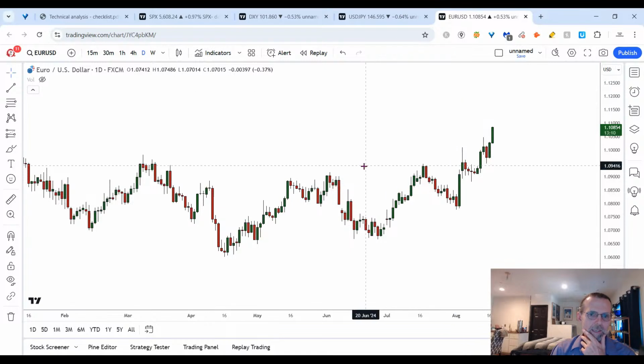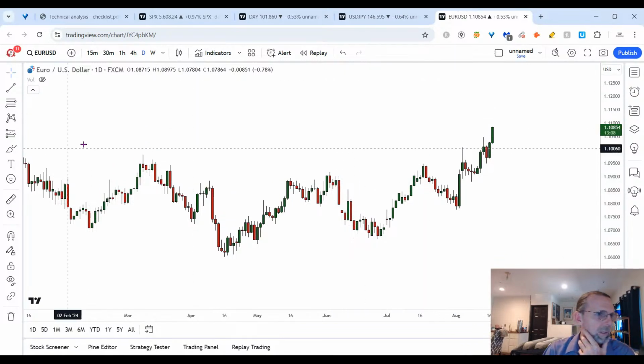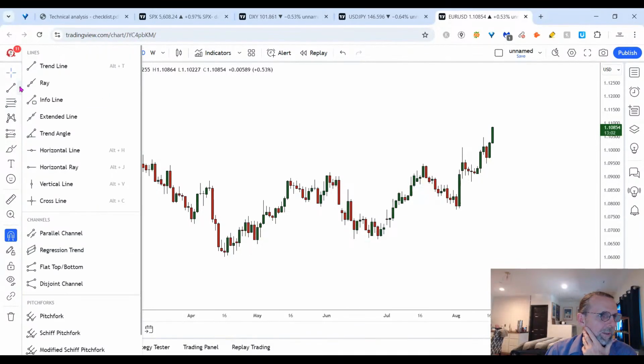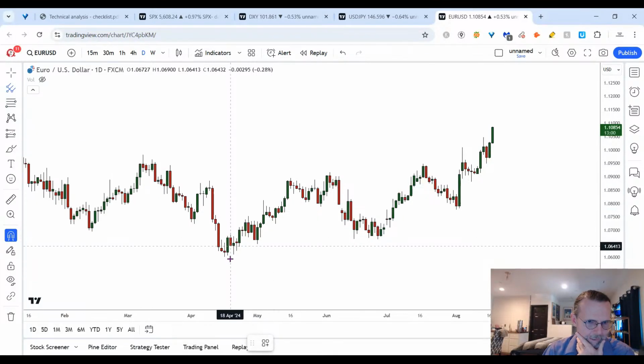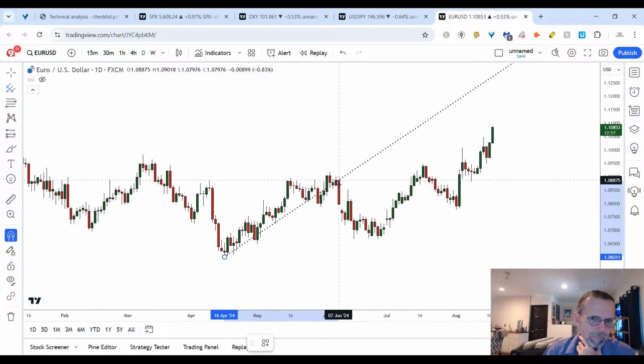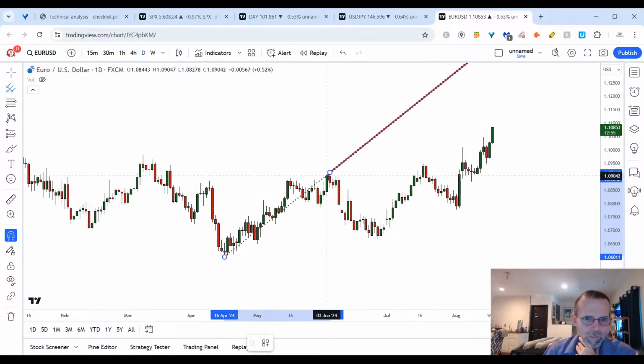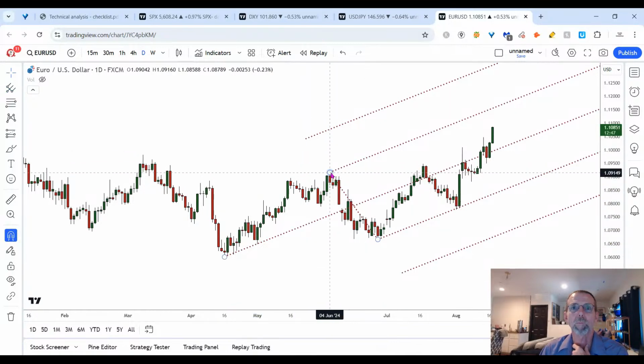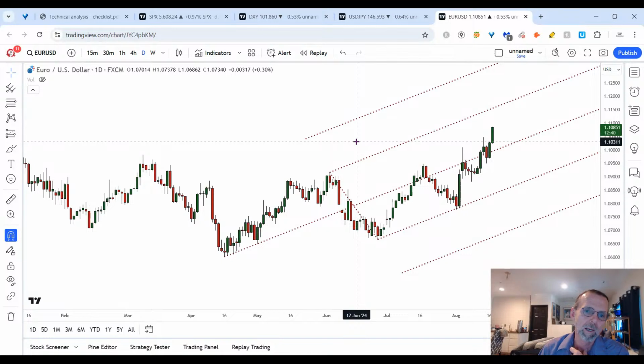When I learned Andrews pitchforks from Dr. Timothy Morge, what he talked about in this scenario was using the high of the move. This point is higher than this point. So that would be the normal pivot point for drawing an Andrews pitchfork.